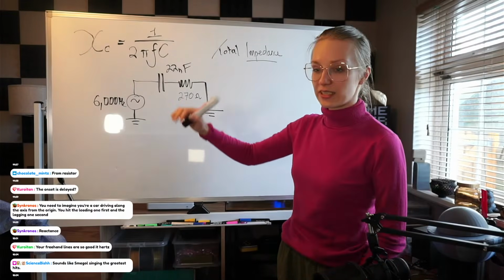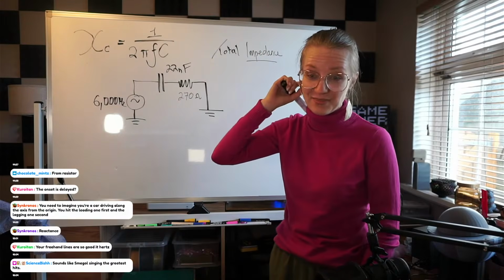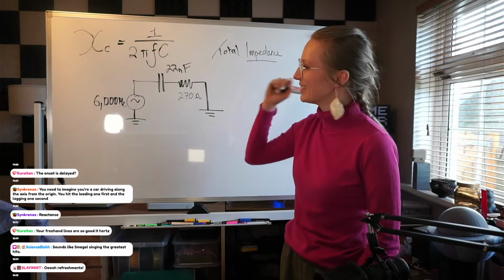So your AC signal is supplying 6,000. Oh, by the way, 140 streak. Excellent. Amazing. Thank you so much, Lady Spookums.